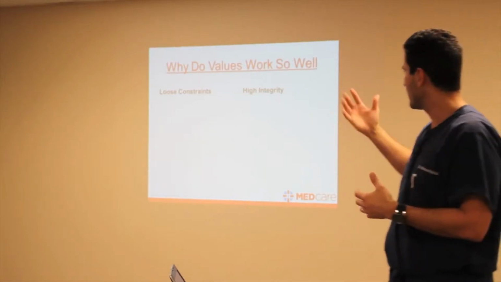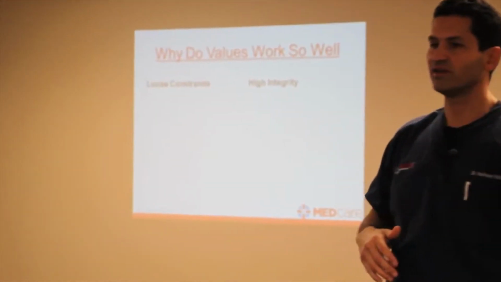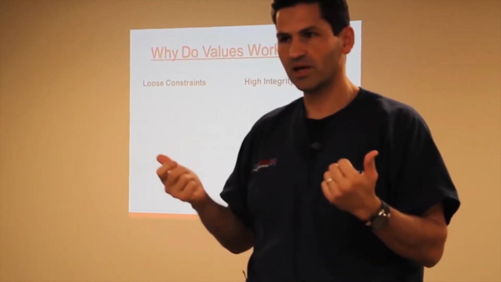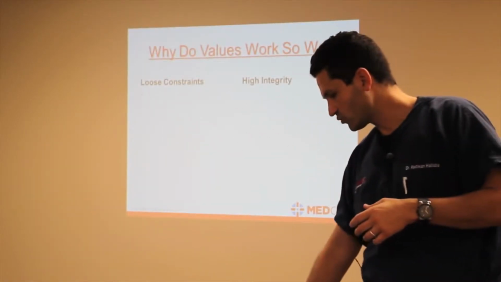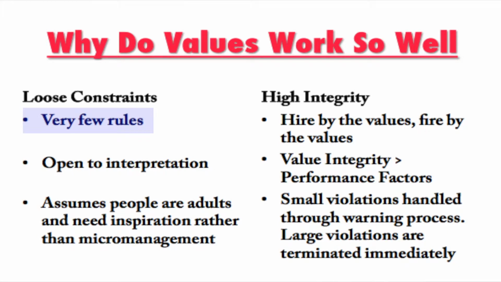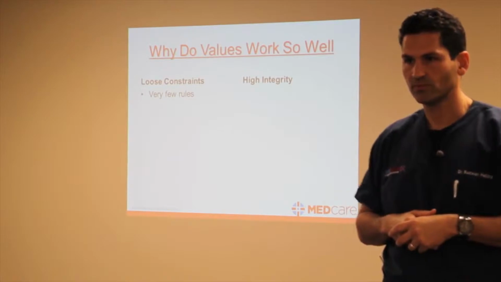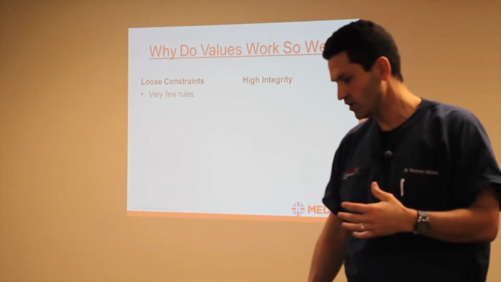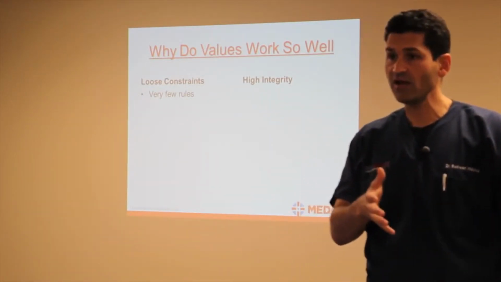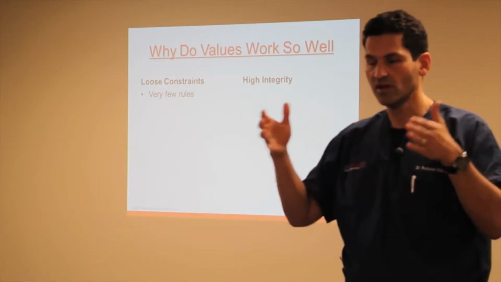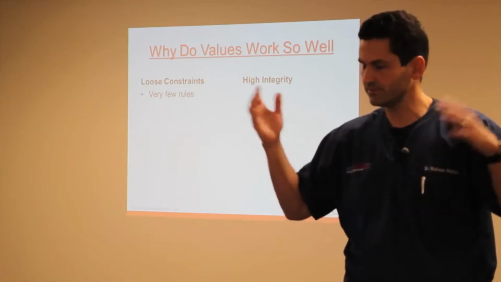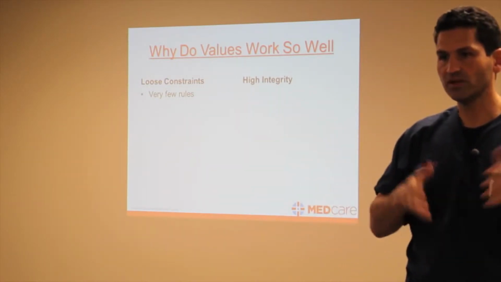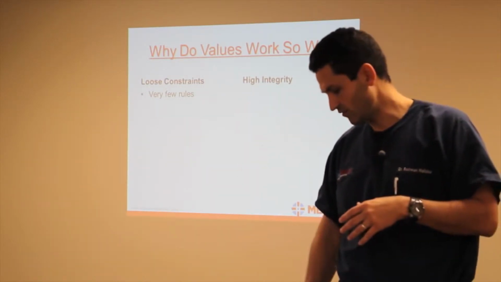Two things. One is we follow a system of loose constraints and high integrity. So it's a little bit complicated to understand, but not really. Loose constraints means we're going to treat everybody like adults, and we're not going to have 1.2 million rules. We're going to define these core values, and so we're going to have few rules. We're going to have rules in place to keep things consistent, to protect us, to minimize risk, but we're not going to tell you every single thing to do, right? They're going to be rules, but they're going to be effective.